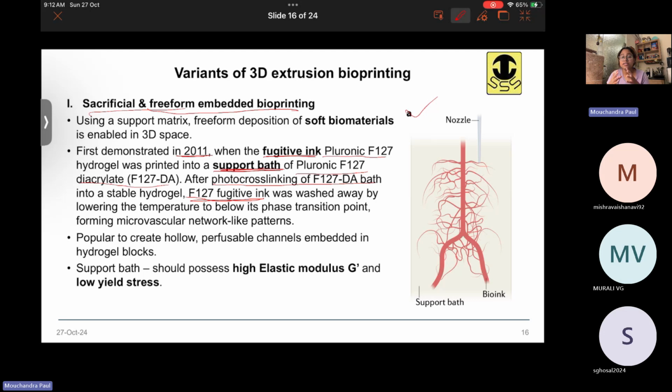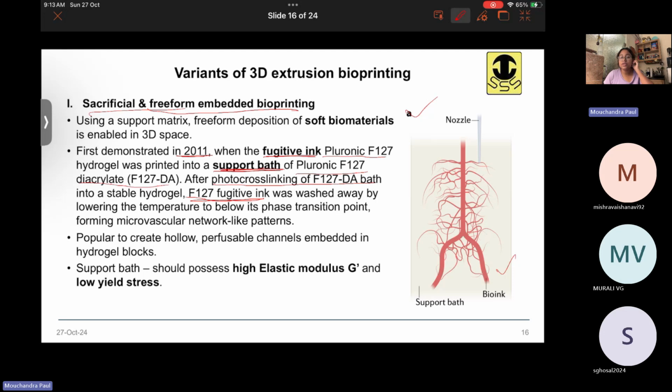Okay, so that is why this technique is very well used or exploited to create complex structures like, let's say, blood vessels like this. Okay, and you can create blood vessels of tiny diameter, and you can perfuse them, like add flow media, cell culture media through them.